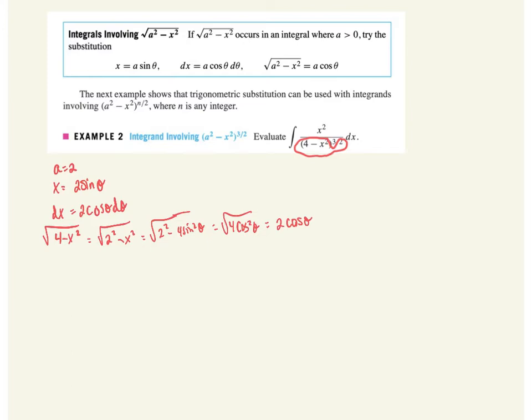Okay. So now, taking all of this and substituting it in, right, I have an x squared in my numerator. Well, x is 2 sine theta, so my numerator is 4 sine squared theta. My denominator, I have that 4 minus x squared square root, which is equal to 2 cosine theta, and I have that cubed. And then my dx is equal to 2 cosine theta d theta. Usually when I'm plugging all of this back in, things do simplify for themselves.